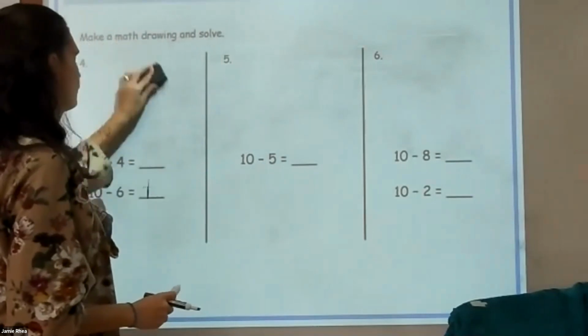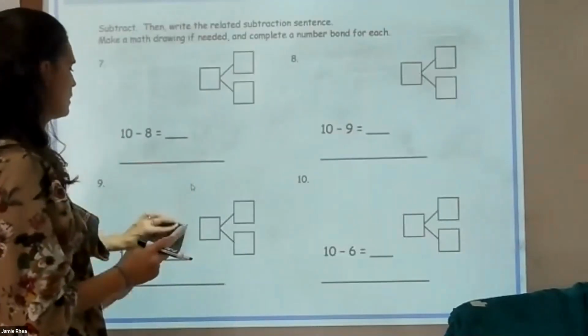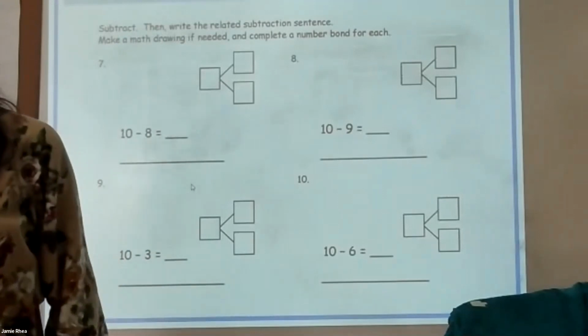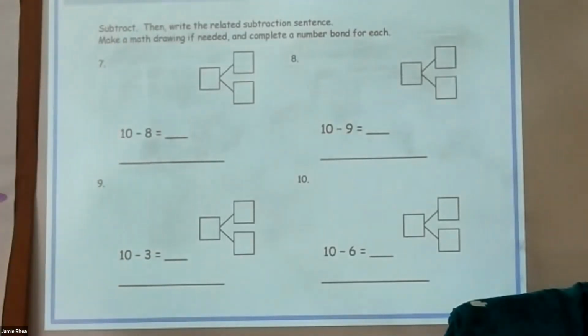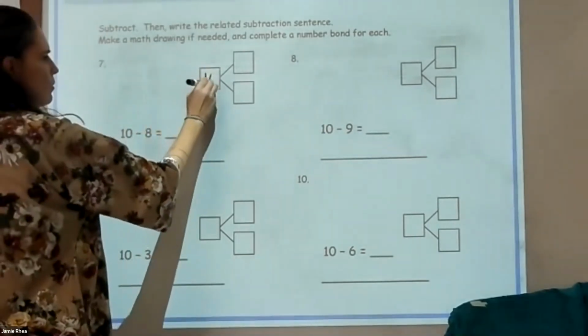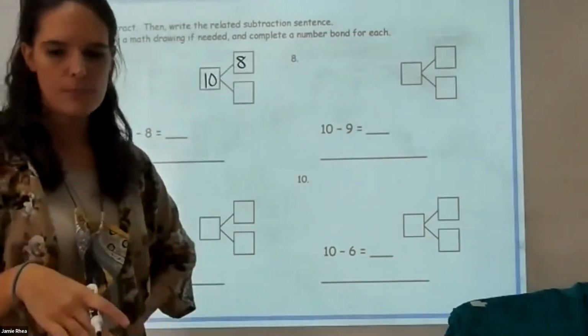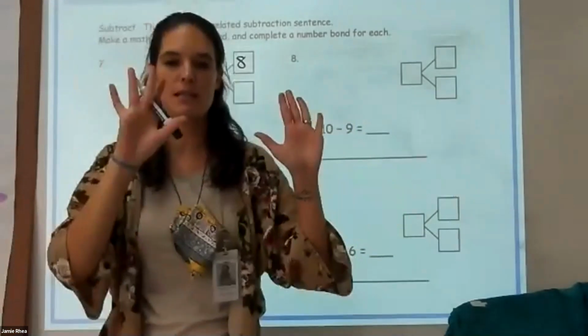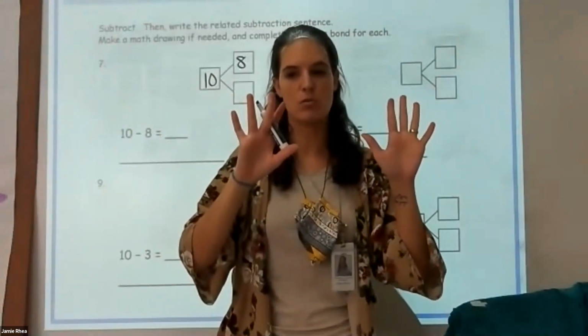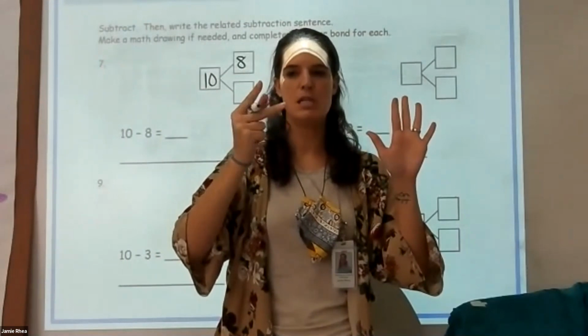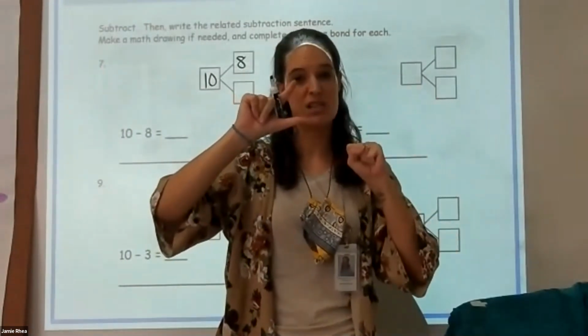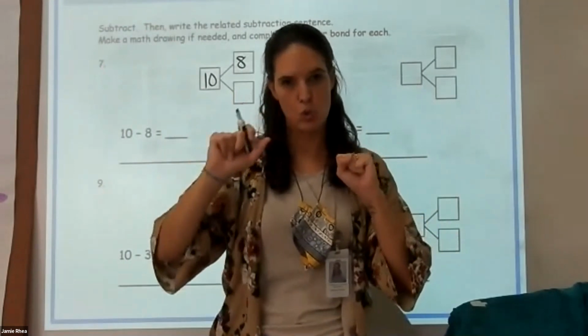All right, let's look at the next set. You're going to do number 10. So I'm going to show you how to do number 7. Subtract, then write the related subtraction sentence. Make a math drawing if you need to, and complete a number bond for each. Now, I know that 10 is my total, 8 is 1 part, and I'm looking for the other part. If I don't draw a math picture, I can use my fingers and say, here's 10. I'm going to take 8 of those away. So I'm going to put those 3 fingers down, and I'm going to take these 5 away because that makes 8, and I'm left with 2.